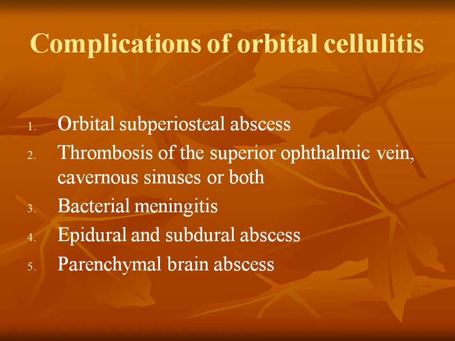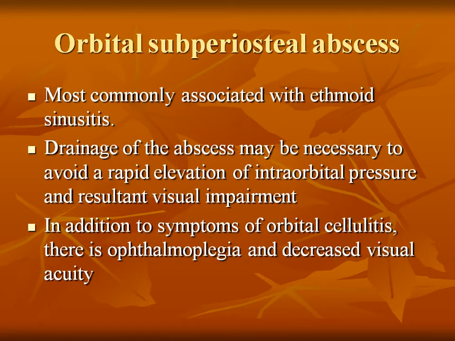What are the complications that we are afraid of from orbital cellulitis? First, orbital subperiosteal abscess, thrombosis of the superior ophthalmic vein, cavernous sinus or both, bacterial meningitis, epidural and subdural abscesses, and parenchymal brain abscess. These are the main complications that we should keep in mind.